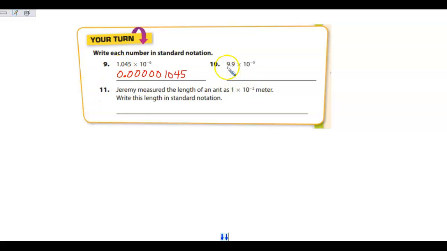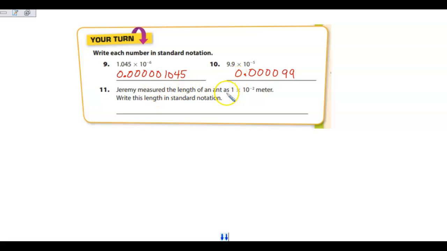Okay, let's take a look at number 10. 9 and 9/10 times 10 to the negative 5th power. The decimal is going to move which direction? Left. How many places? 5. So write down the number and move it 5 places to the left. Okay, and then we get this. Checking. 1, 2, 3, 4, 5 places. There's my decimal. And then placeholder in front.